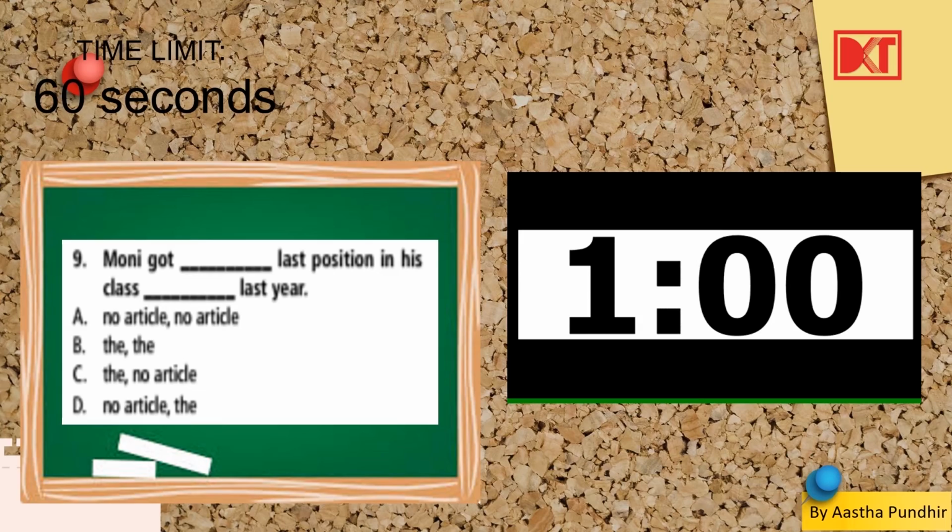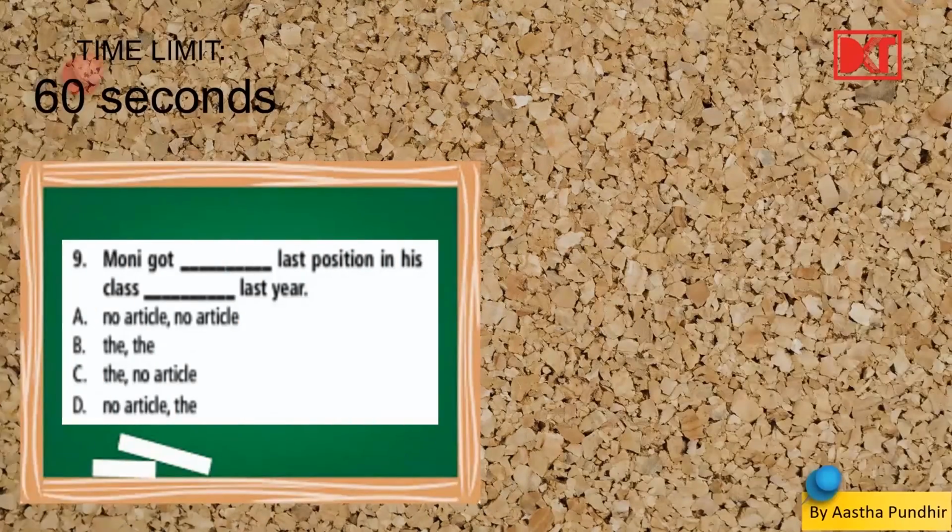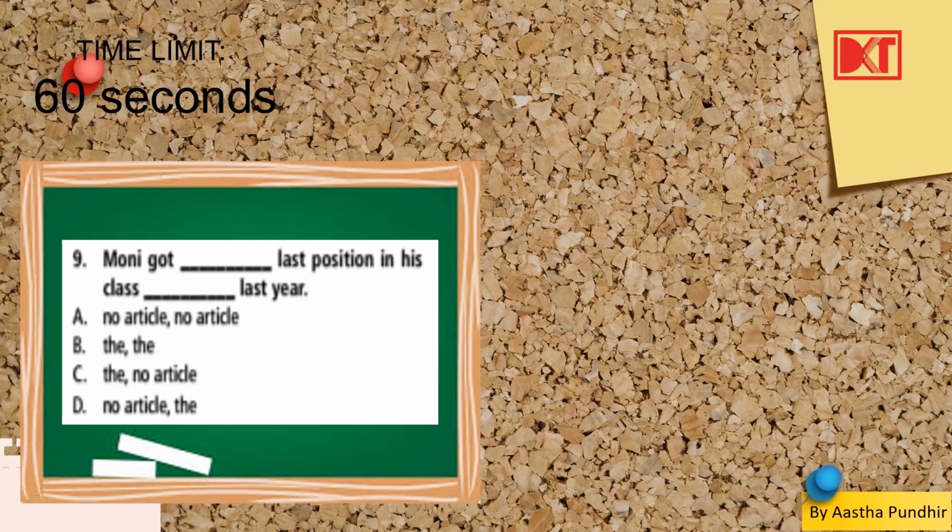Okay, here we have: Moni got dash last position in his class dash last year. First of all, this last is talking about a certain upper level or lower level of something. So last, lower level. Moni got the last position in his class dash last year. So don't use any article here. Moni got the last position in his class last year, just referring to last year. The correct answer is C.